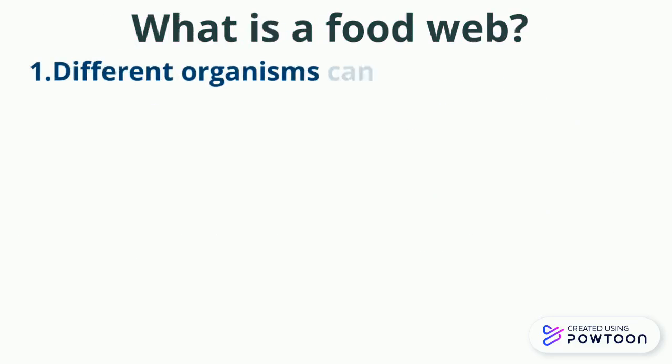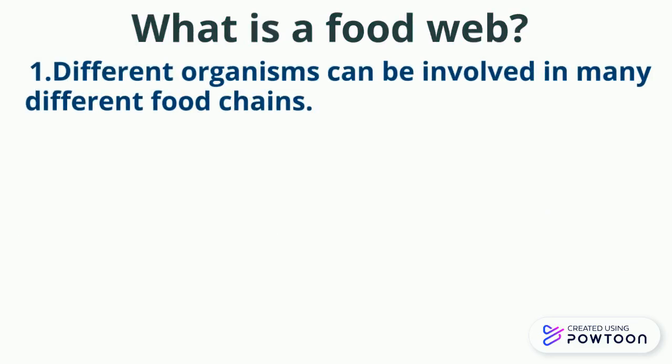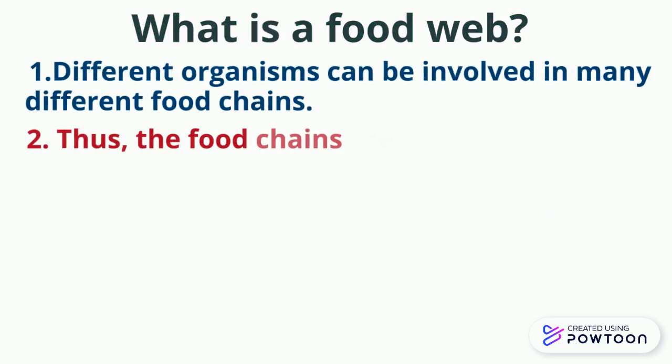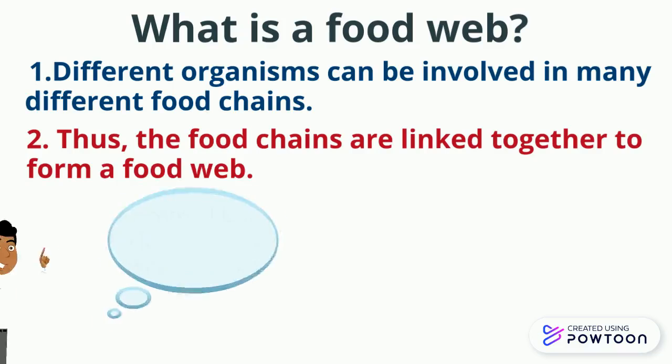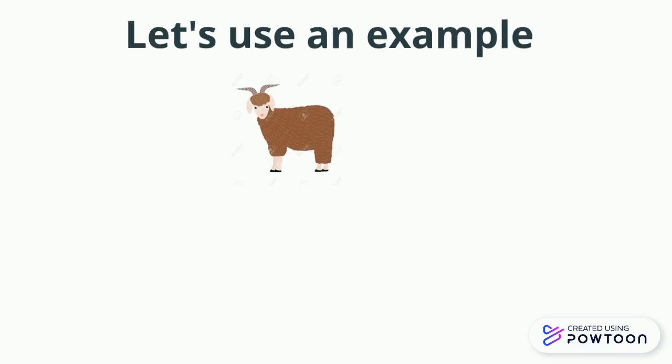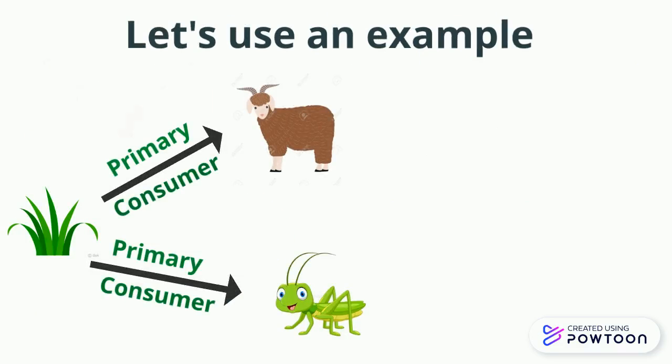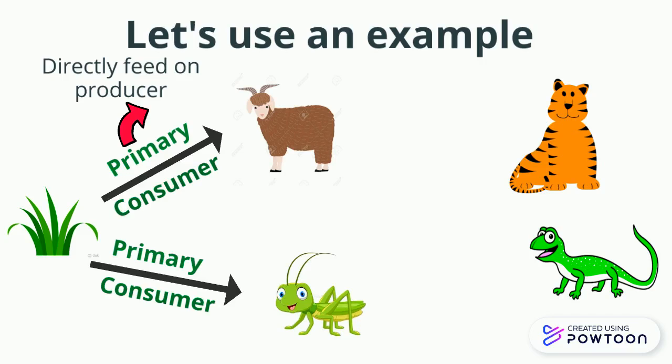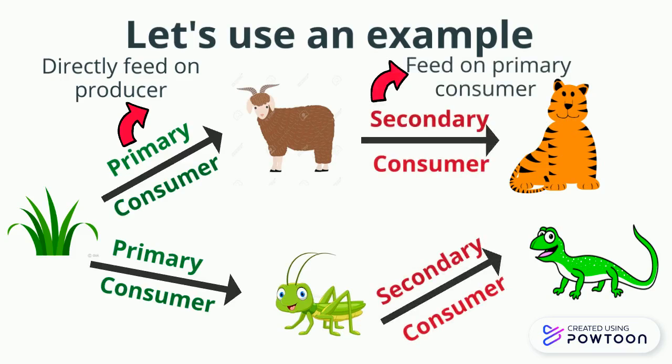There are different organisms that can be involved in many different food chains, so they are linked together to form a food web. How does a food web look like? Let's find out. The sheep and the grasshopper are primary consumers that directly feed on the grass, and the tiger as well as the lizard are secondary consumers that feed on the primary consumers.